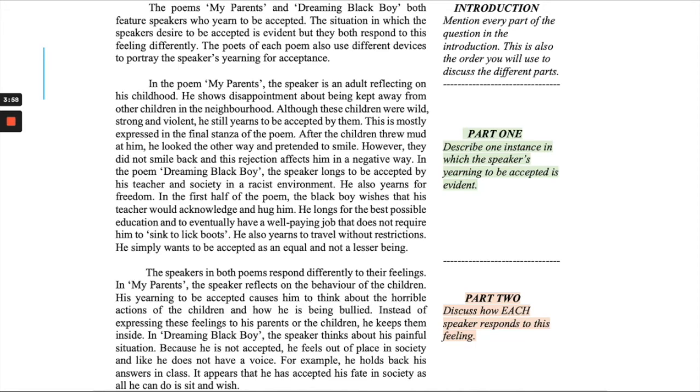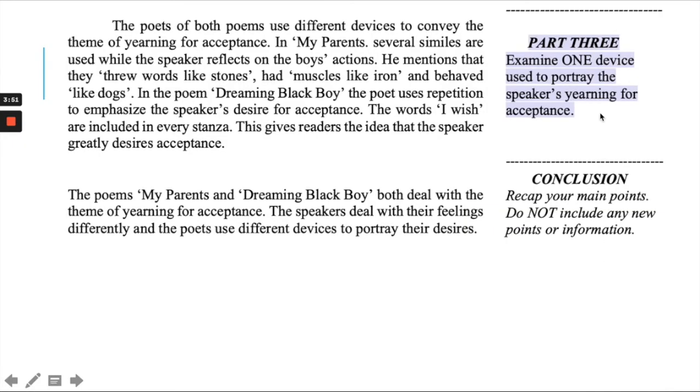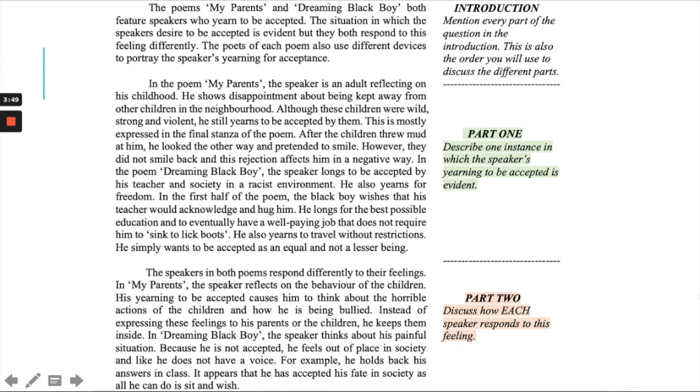If you look at the comments on the right here, the essay has been organized into 5 main parts, just like we discussed. So it goes. The poems My Parents and Dreaming Black Boy both feature speakers who yearn to be accepted. The situation in which the speaker's desire to be accepted is evident, but they both respond to this feeling differently. The poets of each poem also use different devices to portray the speaker's yearning for acceptance.